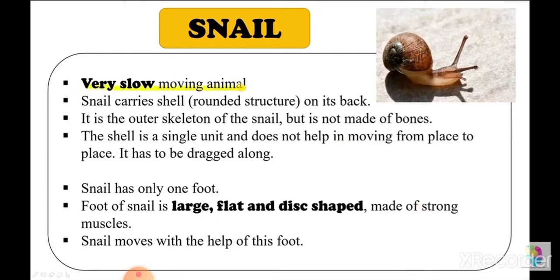Snail is a very slow moving animal because snail always carries a rounded structure which is called its shell on its back. So this is the shell of the snail. It always carries its shell on its back. It is the outer skeleton of the snail, but it is not made of bones. The shell is a single unit and it does not help in moving from place to place. It has to be dragged along. Snail has to carry it always along with it.